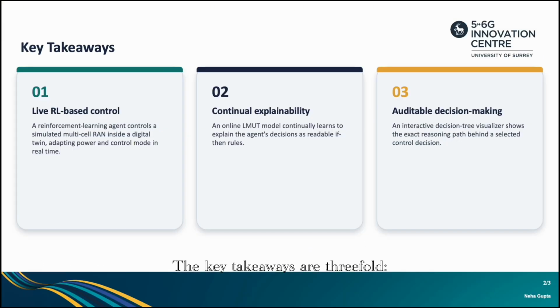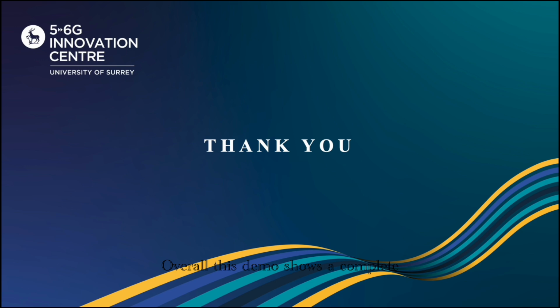The key takeaways are threefold. First, the demo shows live reinforcement learning-based control in a simulated multi-cell RAN digital twin. Second, it shows continual explainability, where the LMUT model keeps learning explanations while the system is running. Third, it provides auditable decision-making, because an individual decision can be traced through an interactive decision tree path. Overall, this demo shows a complete local pipeline for explainable digital twin-assisted ORAN control.